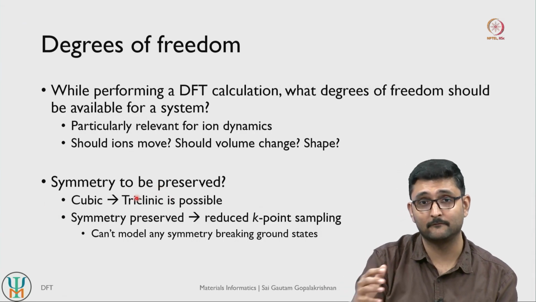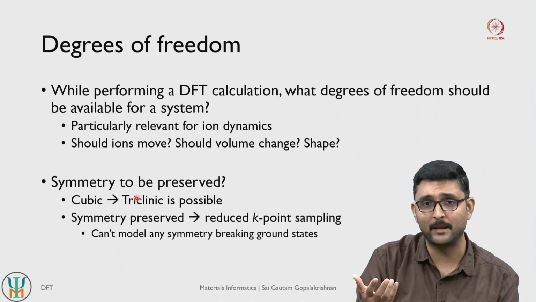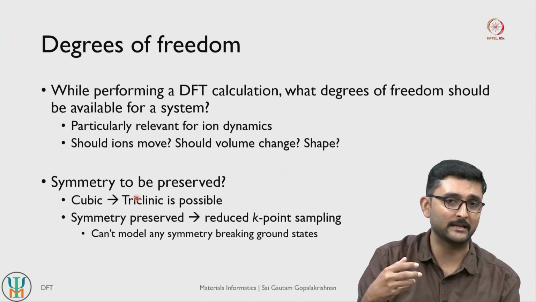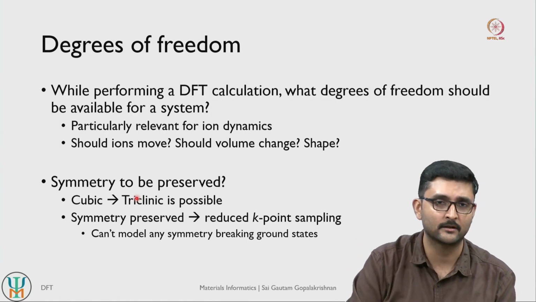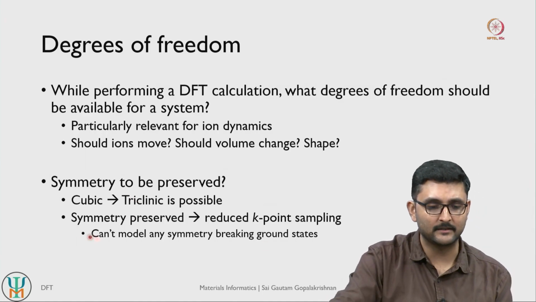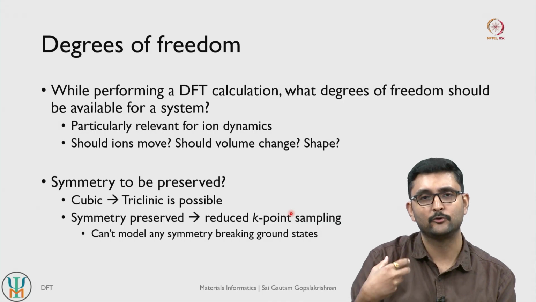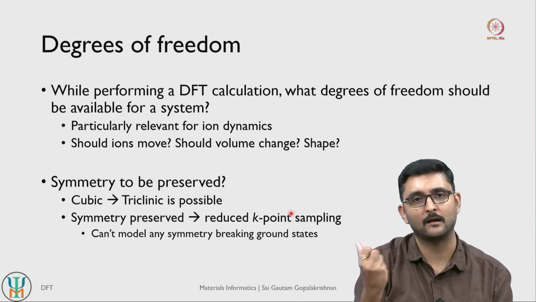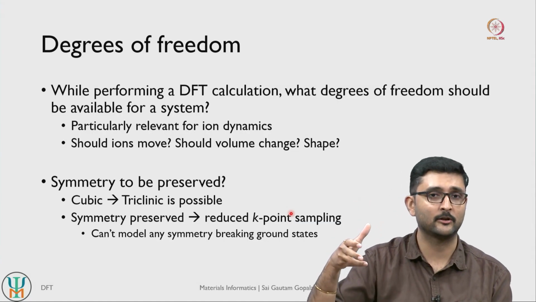This kind of a transition will become possible if you do not preserve symmetry, right. But this is something that maybe you have to consider for your system. You have to give it the degree of freedom to see if the system wants to go away from a cubic structure to a triclinic structure. And in general, if you preserve the symmetry, you generally tend to reduce your k-point sampling, because the k-point sampling depends on your reciprocal space and how you represent your system in your reciprocal space.